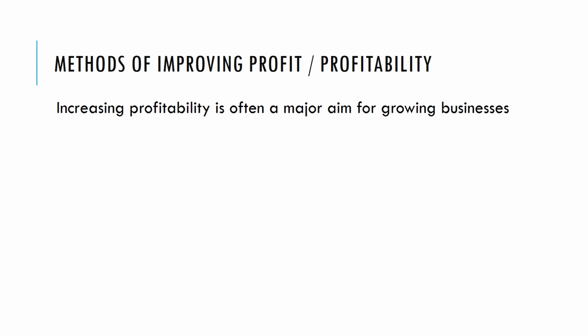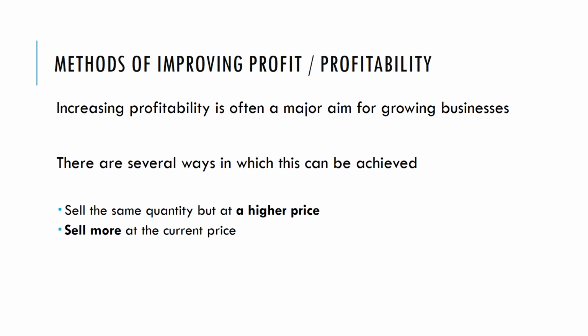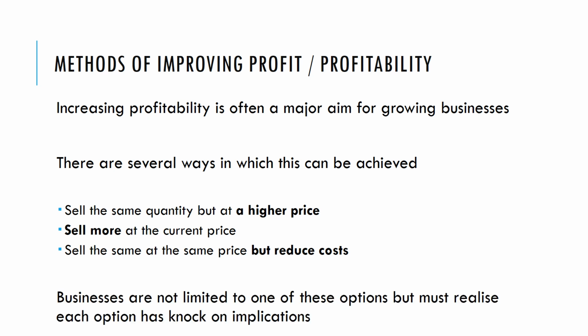Increasing profitability is often a major aim for growing businesses. They want to retain more and more of their revenue as profit. And there are several ways in which they can do this. They could sell the same quantity but charge a higher price to their customers, and this would increase their level of revenue and hopefully increase their level of profit whilst not changing costs. Or they could just try and sell more units but keeping the price the same. Well, the final option is sell the same amount at the same price but try and lower their costs.